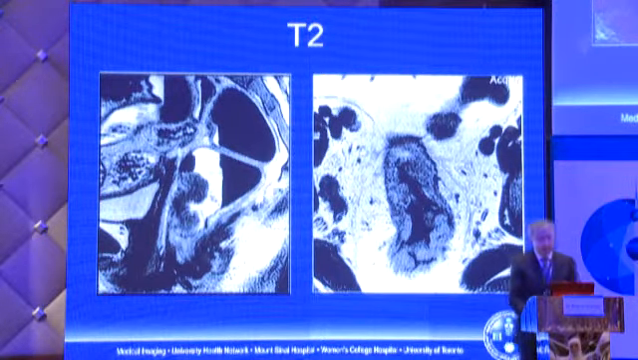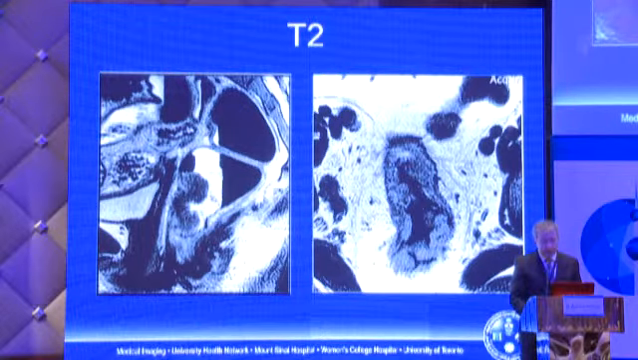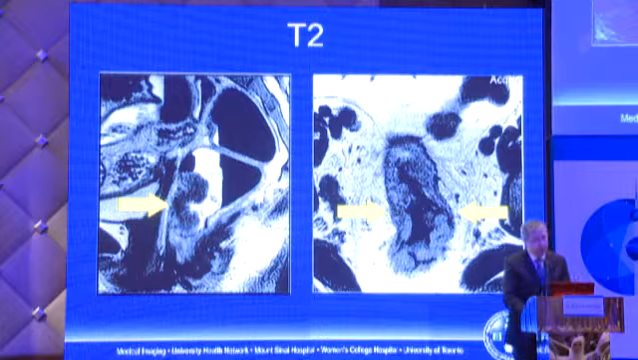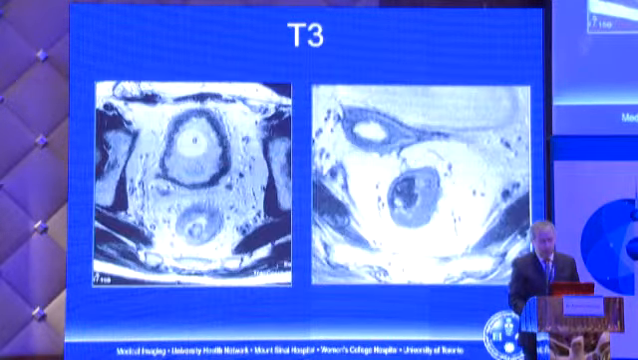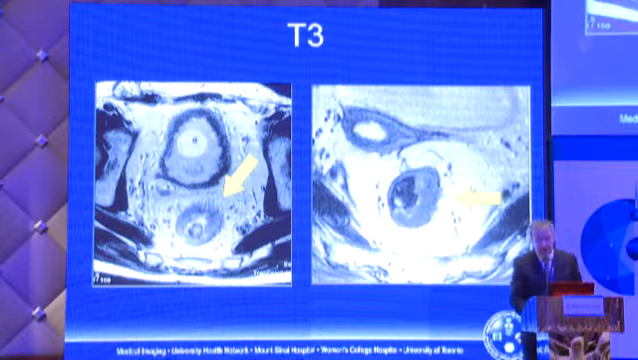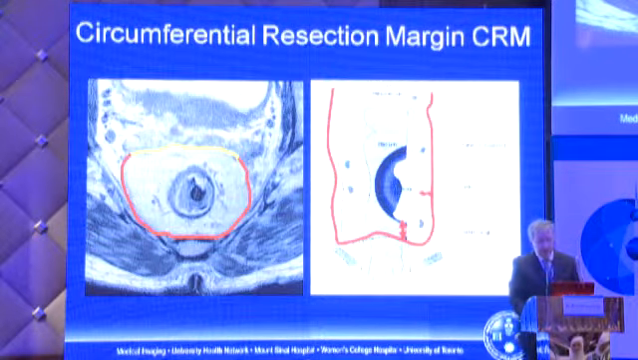A few examples of T2 disease on MRI. You can see a relatively large tumor that's invading the muscularis propria but not extending through it. And then in contrast, T3 disease, where the muscularis propria is discontinuous, and you can see some spiculation suggesting that that tumor has indeed invaded through.